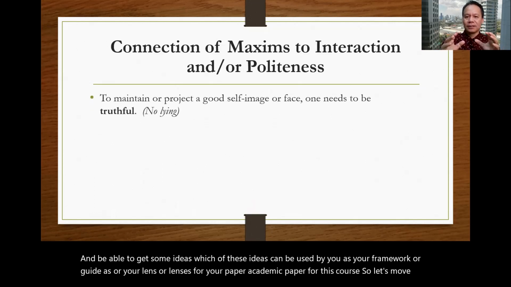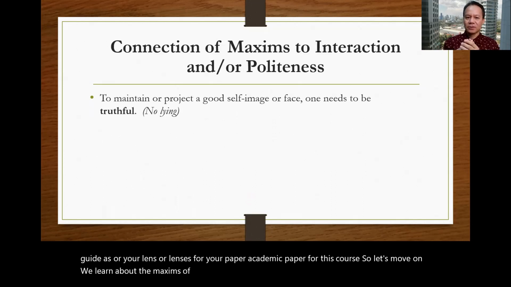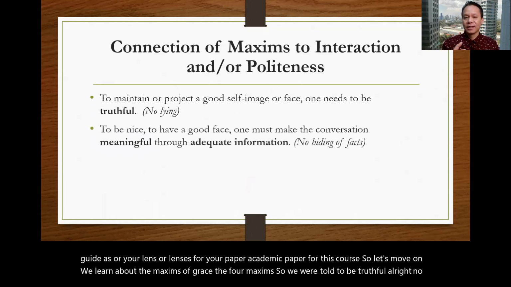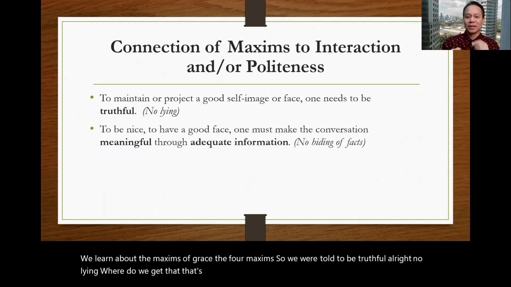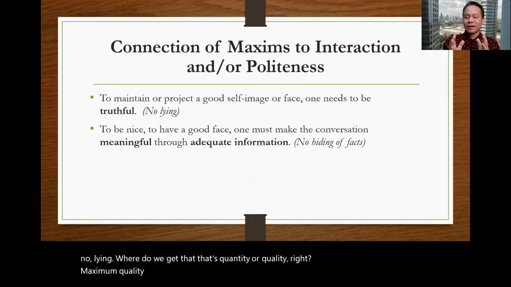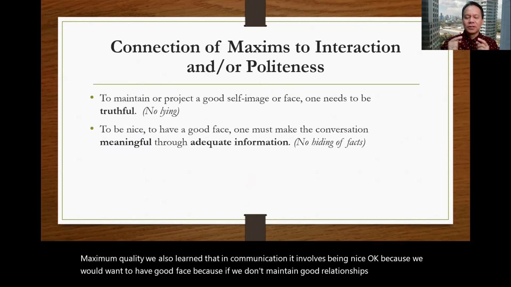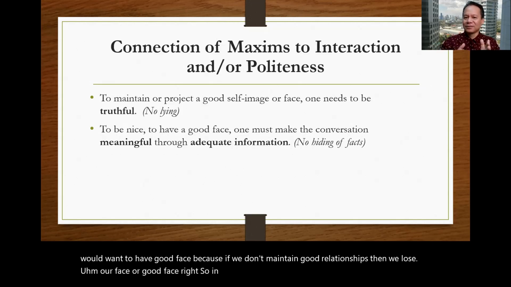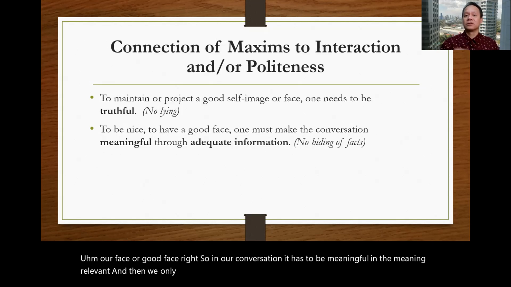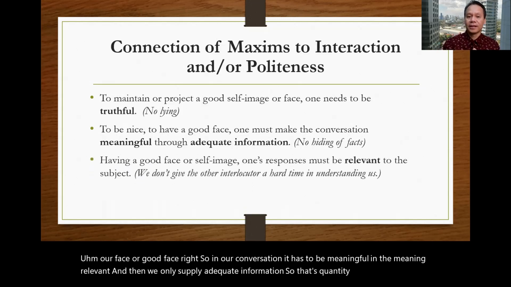We learned about the maxims of Grice, the four maxims. So we were told to be truthful, all right? No lying. Where do we get that? That's quality, all right? The maxim of quality. We also learned that in communication, it involves being nice, okay? Because we would want to have good faith. Because if we don't maintain good relationships, then we lose our face or good face, right? So in our conversation, it has to be meaningful, meaning relevant, and then we only supply adequate information. So that's quantity, and we learned those at length last time.